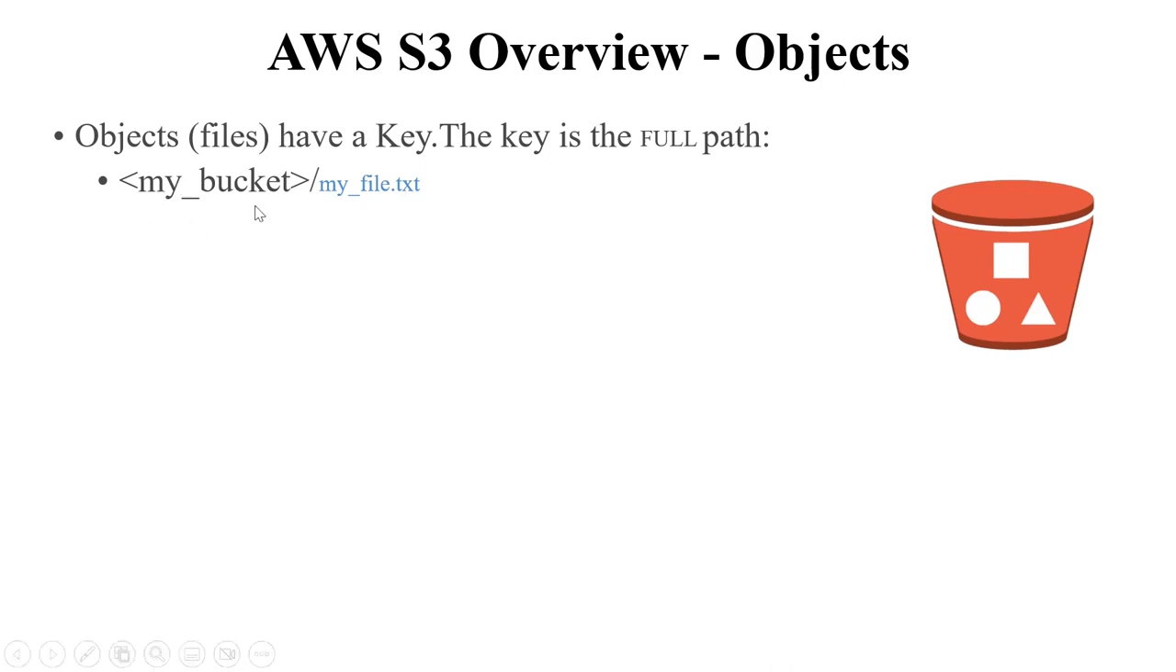Suppose the bucket name is my bucket and you have a file.txt. Then the key is the bucket name, slash, file name.txt. Or in that bucket you have another folder, and within that another folder, and then the file. The complete path of this file is the key. So these are the terminologies: the bucket, in which we keep objects, and the complete path of that object, which we call the key.